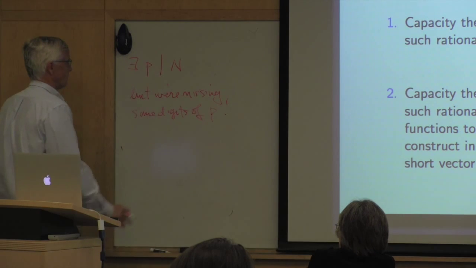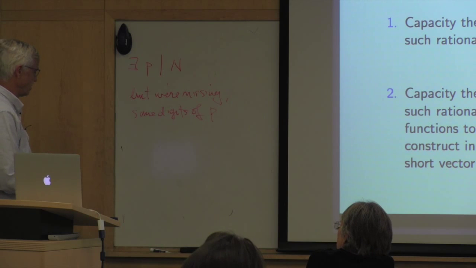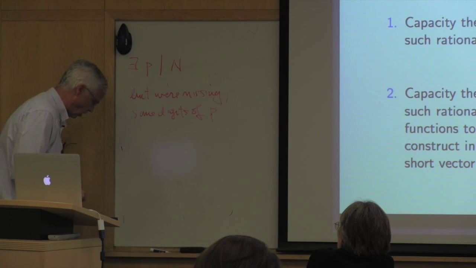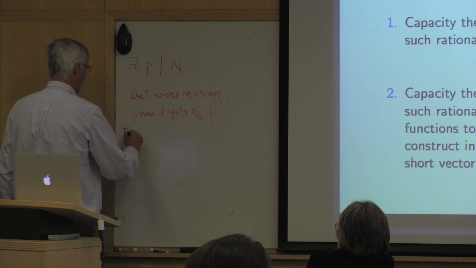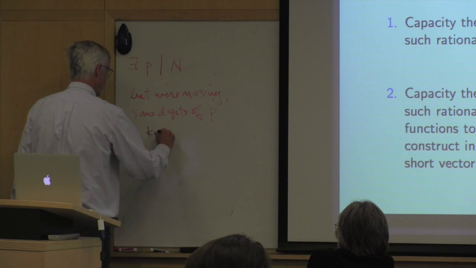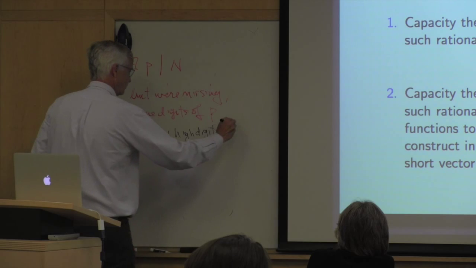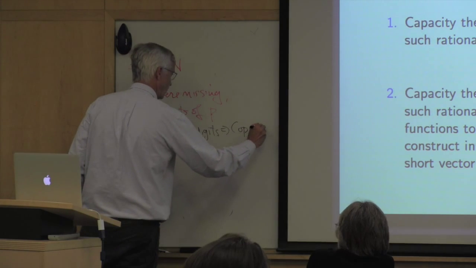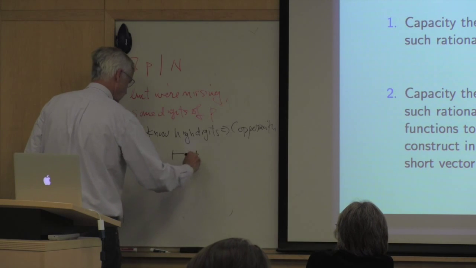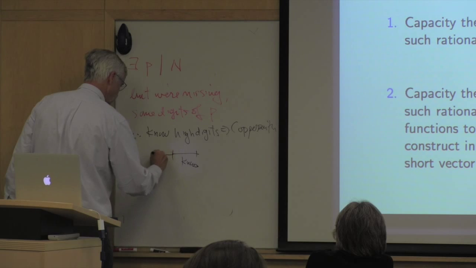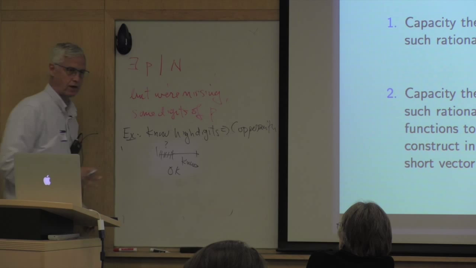Okay, so the question is, for which combinations of digits is it interesting to try to figure out what p is if you know all but those digits? What Nadia told me was that if, for example, you know the high digits, then you end up with Coppersmith. If we know the high digits, and the low digits are unknown, then we have an OK type of theory.